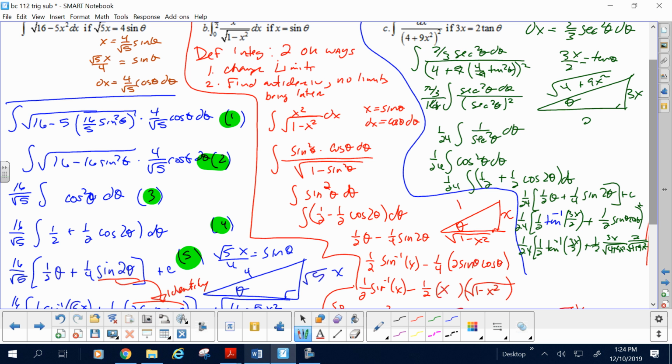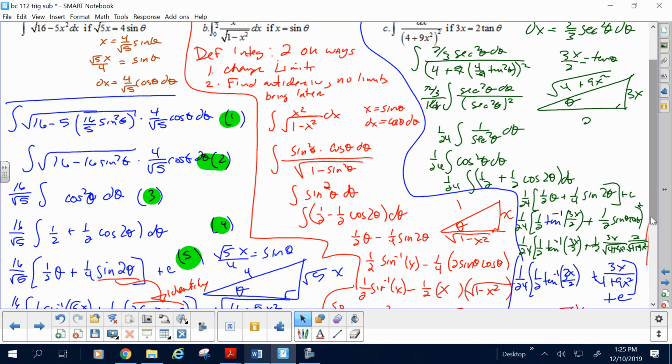I don't know if you can see that, but there's my answer. You get something like that: 1/24 of 1/2 arctangent of 3x over 2, plus 3x over 4 plus 9x squared, plus C, senor. All right. Well, that is that. Yay.